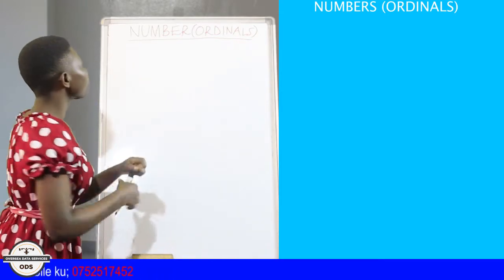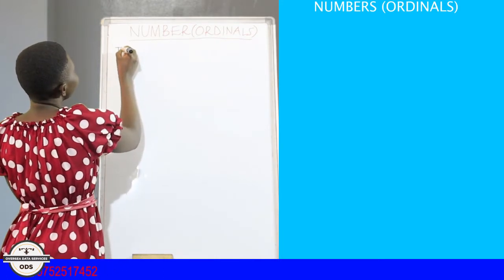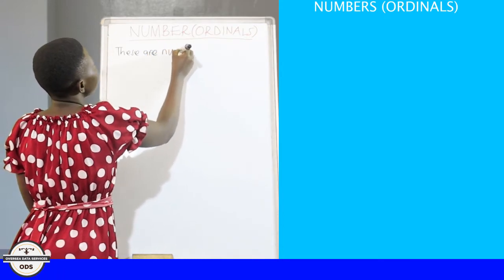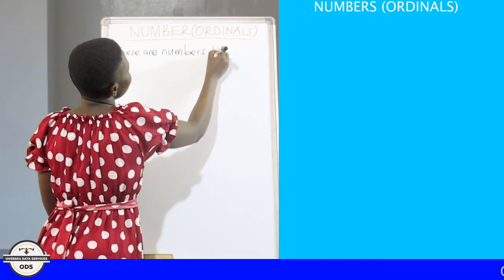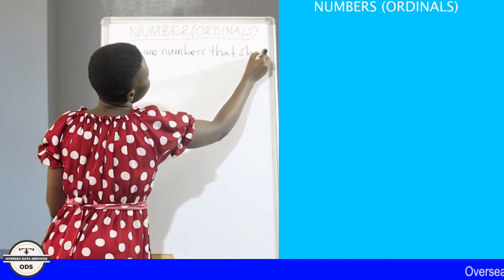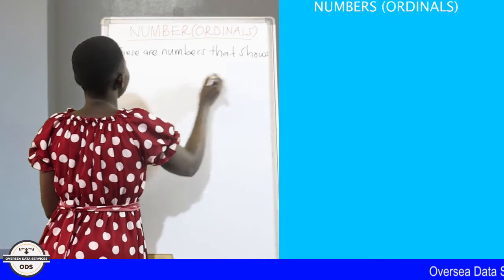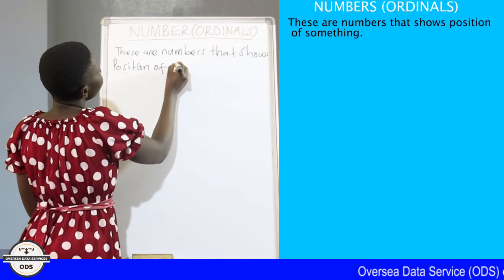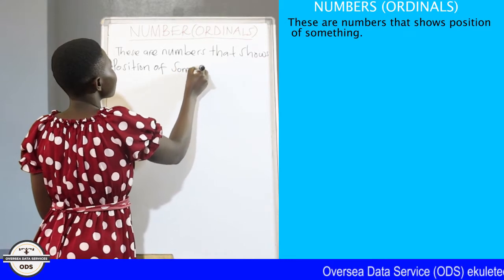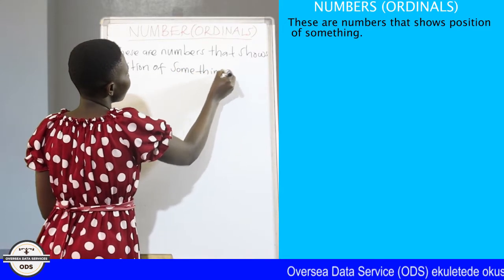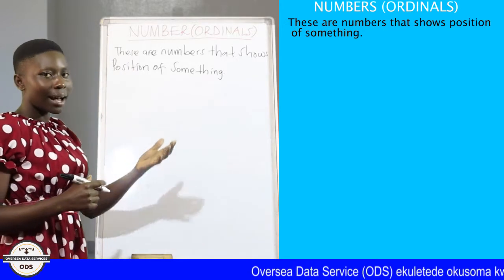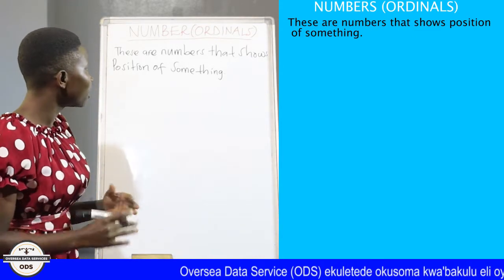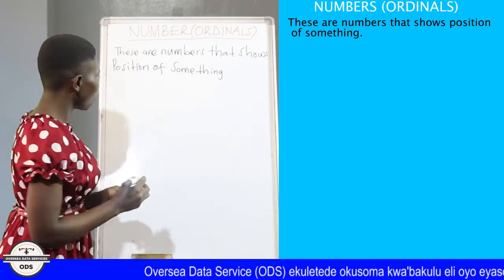And these are numbers. These are numbers that show position of something. Yeah, as I told you, these numbers show the position of something, any item, as we are going to see here.